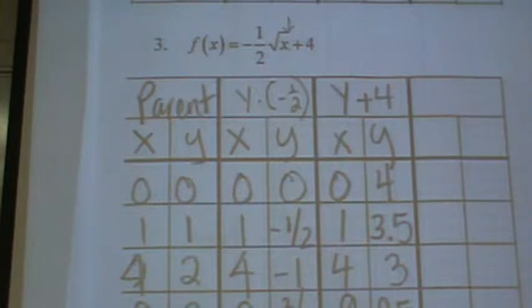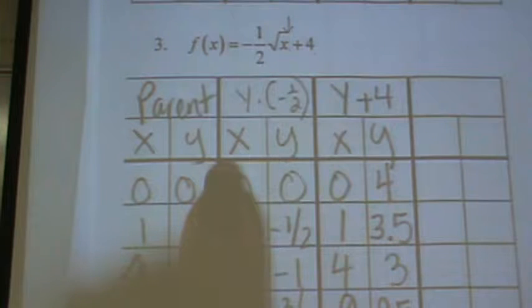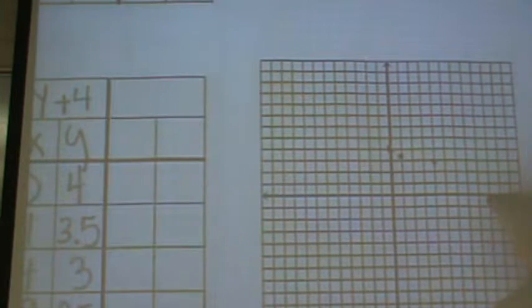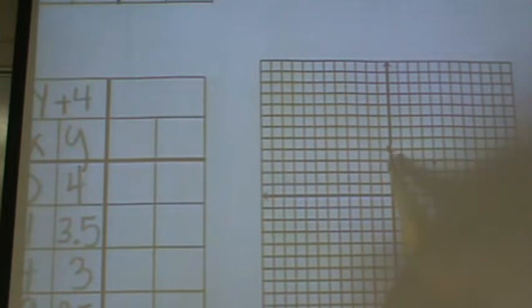Now, graph that. Aren't they negative? No, because you're adding 4 to the negative. Oh, never mind, I was thinking of multiplying. Okay, so 0, 4, 1, 3.5, 4, 3, and 9, 2.5. Do you have it? Okay.